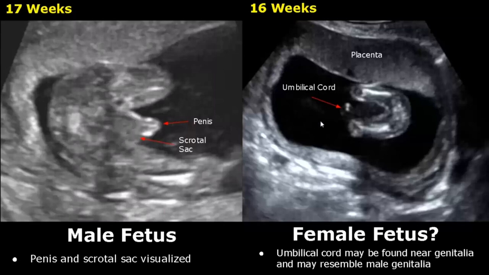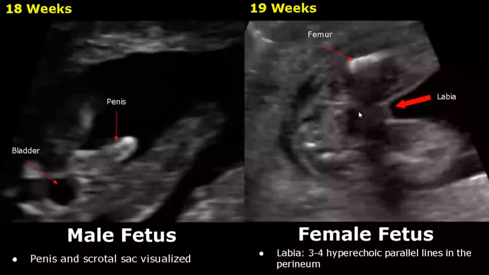And over here is a fetus of 16 weeks gestational age. We do not see the scrotal sac or the penis, but we can see the umbilical cord at this region. This cord can be mistaken for male genitalia, so always take care while scanning the perineum. It is better to wait before declaring the fetal gender.